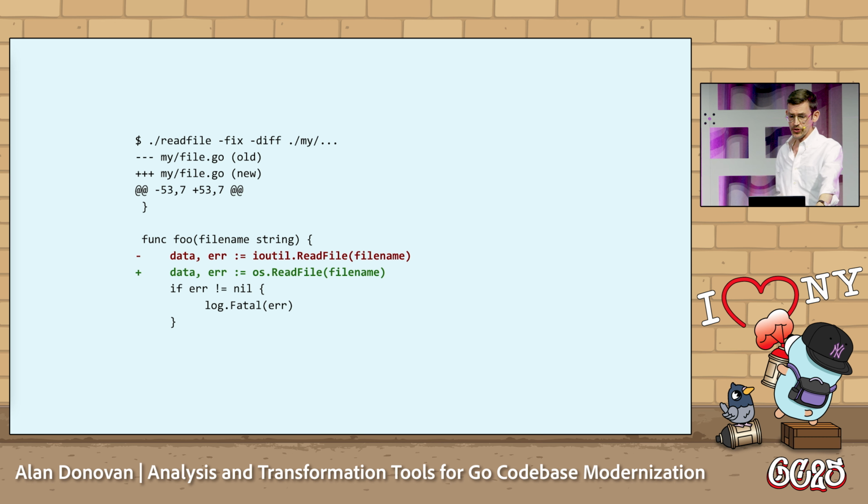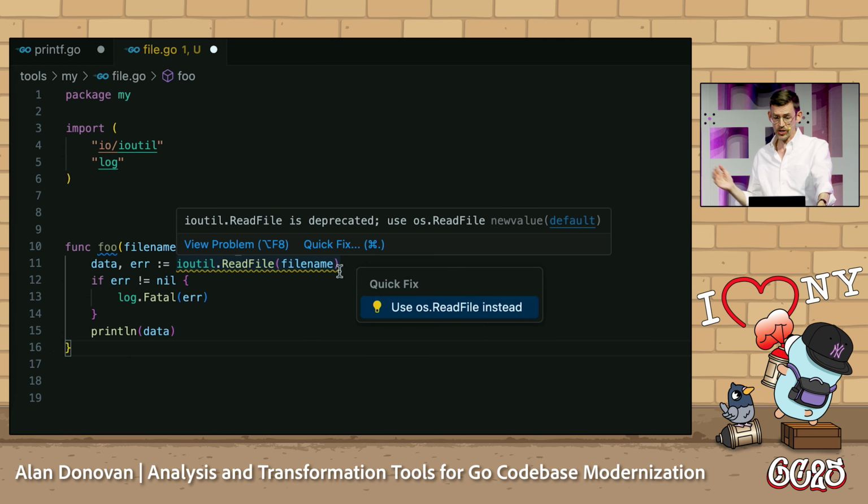So now the singlechecker command not only reports the problem, it can fix it directly. Just run it with the -fix flag, and it will quietly patch your code, and you can fix your entire project in one command. Here I've run it with the -diff flag, so instead of modifying the files, it just shows you the change that it would have made. So that's the command line tool.